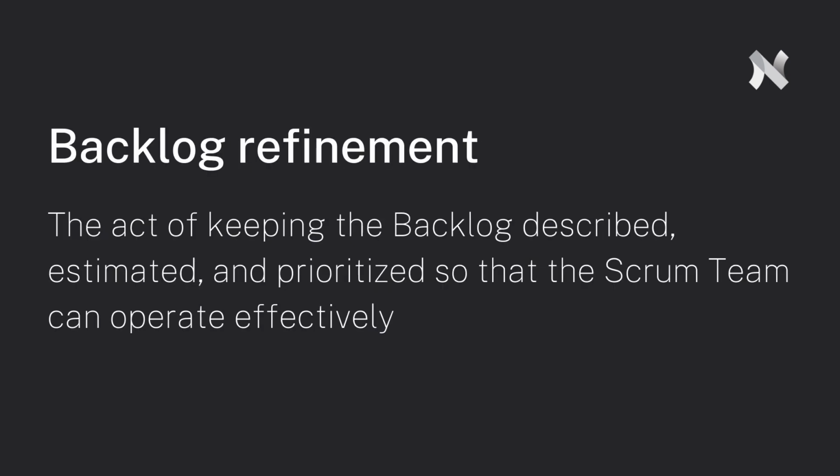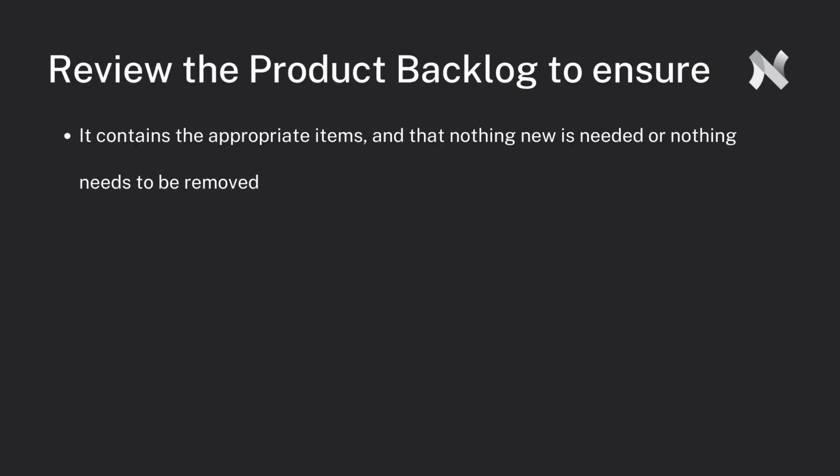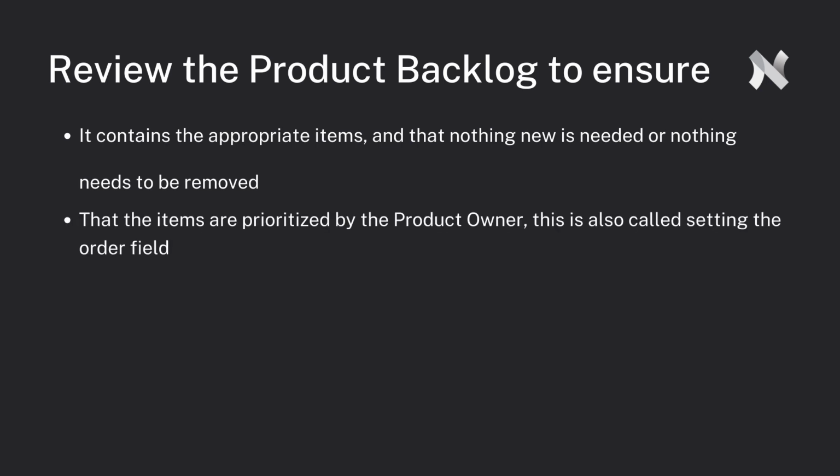Backlog refinement refers to the act of keeping the backlog described, estimated, and prioritized so that the Scrum team can operate effectively. After the product owner has added the backlog items with a description and a value statement, they do backlog refinement. It is when the product owner and some or all of the Scrum team review the backlog to ensure it contains the appropriate items and that nothing new is needed or nothing needs to be removed, that the items are prioritized by the product owner.